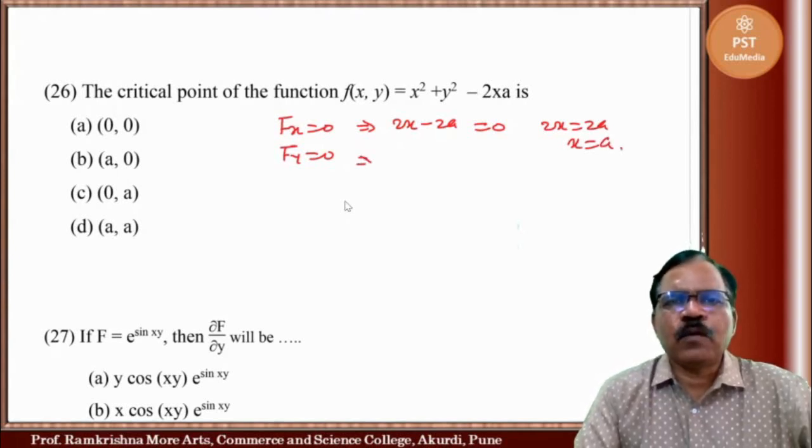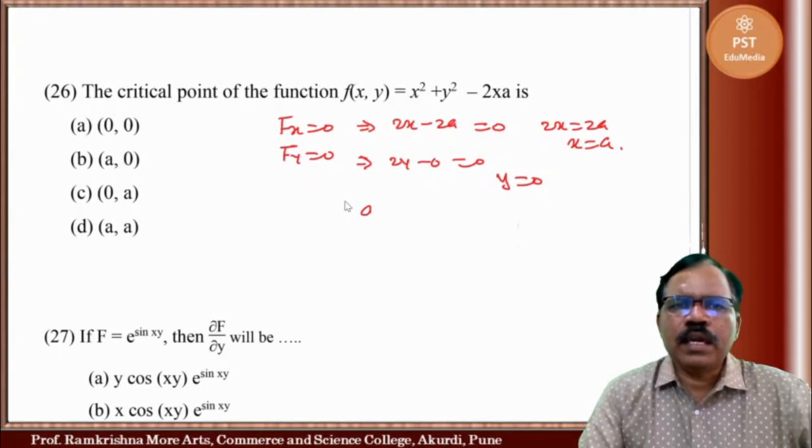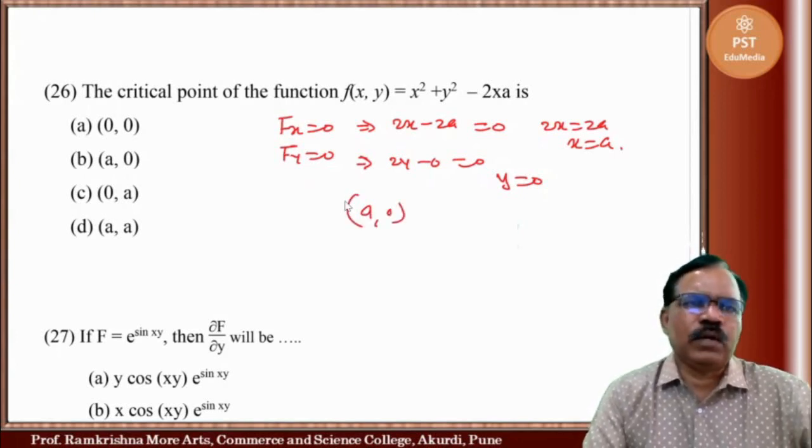And here fy, that is 2y minus 0 is equal to 0. So this gives you y equal to 0. So (a, 0) is the critical point. So this second one is correct.